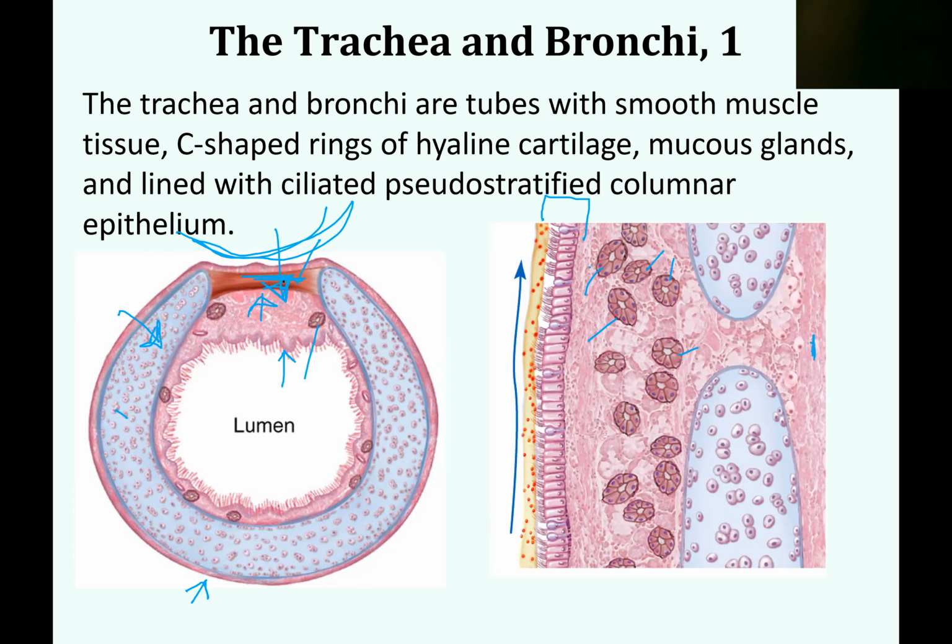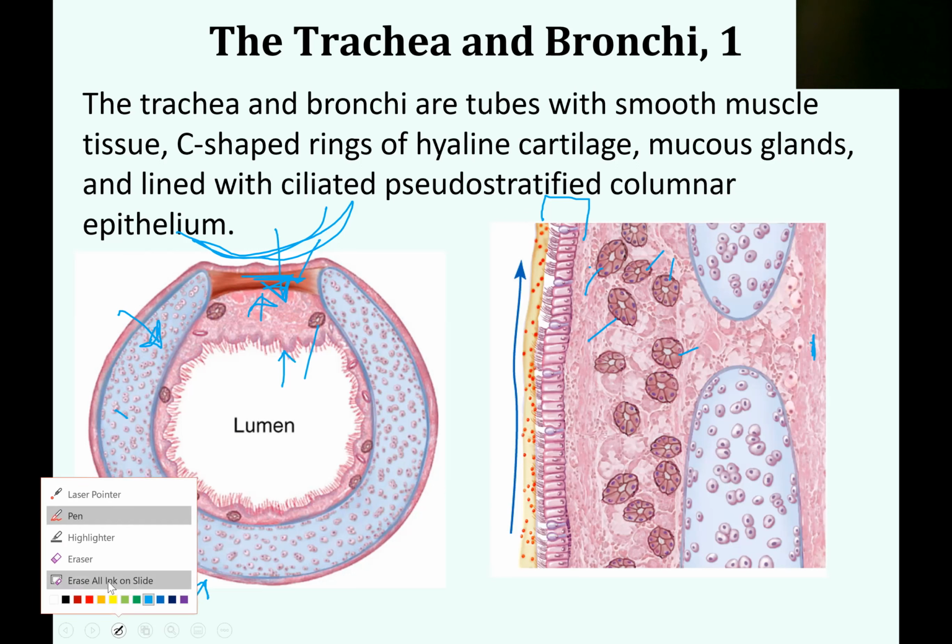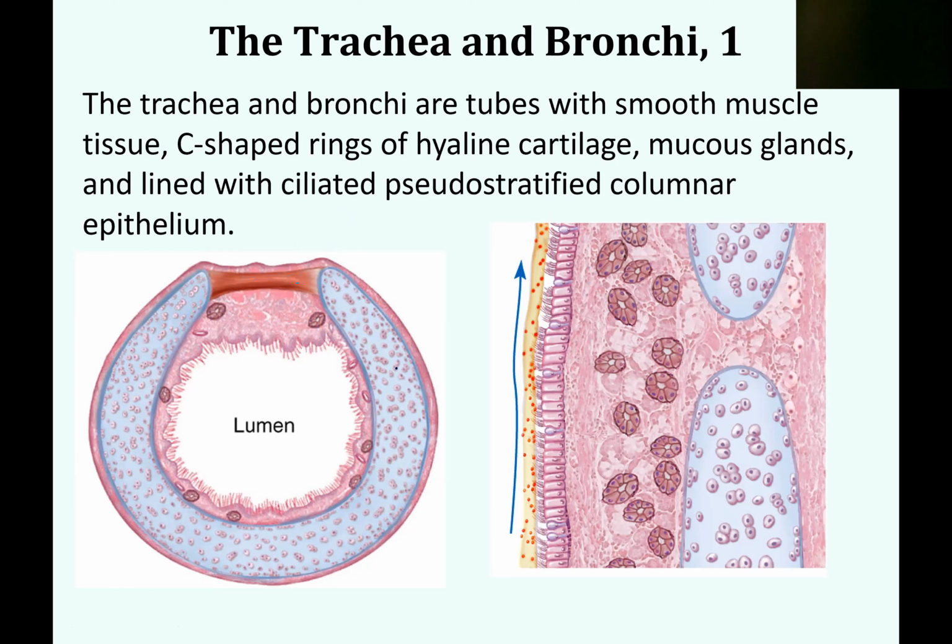Mucus glands, in addition to the mucous membrane, you need more mucus. The ciliated pseudostratified columnar epithelium is going to have cilia that moves the mucus up towards the larynx. And that's why you see this big blue arrow. So the cilia is set up to move the mucus, which is this material here, up to the larynx so that you can move it into the esophagus.